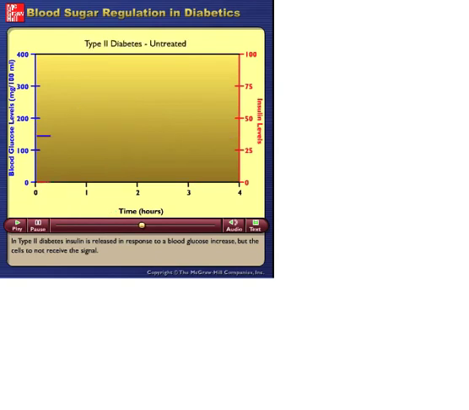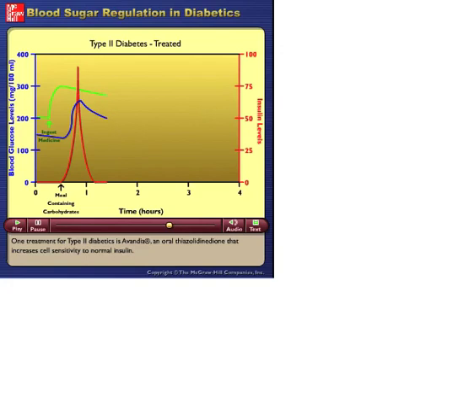In type 2 diabetes, insulin is released in response to a blood glucose increase, but the cells do not receive the signal. One treatment for type 2 diabetics is Avandia, an oral thiazolidinedione that increases cell sensitivity to normal insulin. An effective treatment for obese patients is metformin, an oral medication that blocks liver synthesis of glucose.